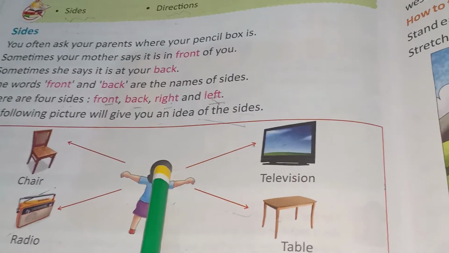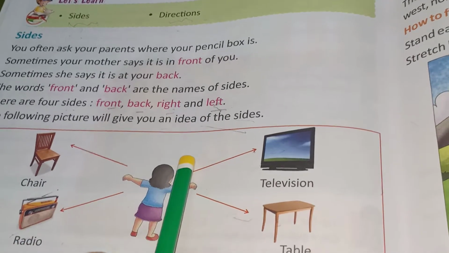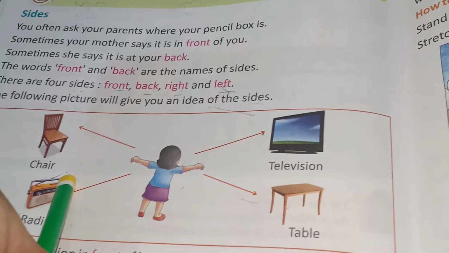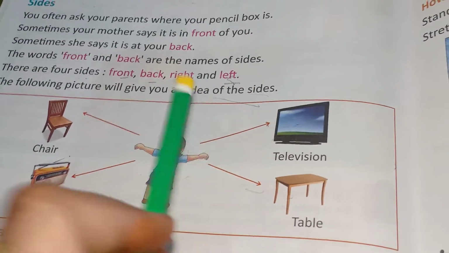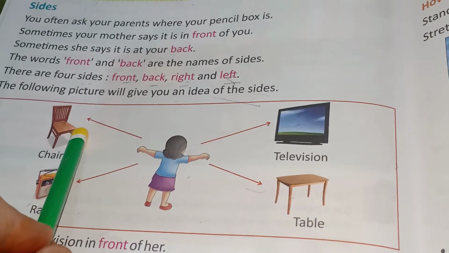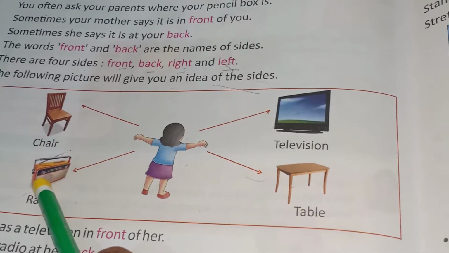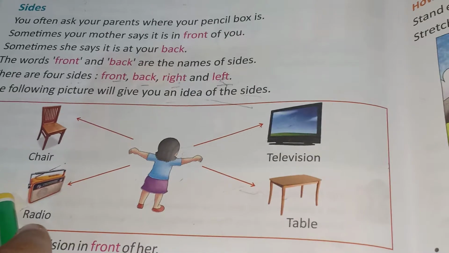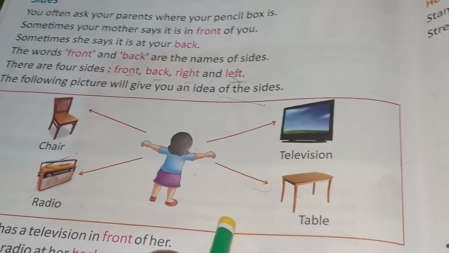ओके, तो this girl is showing us her back. That means this is her back side and the face side is her front side. Okay, now this is her right side and this is her left side. As you can see, the television is in front of this girl, the table is at the right side of this girl, the chair is at the left side of this girl, and the radio is at the back side of this girl. Okay, all these 4 sides are opposite to each other. Like front, then back will be here, right is here, then left will be here. So this is the concept of the 4 sides.